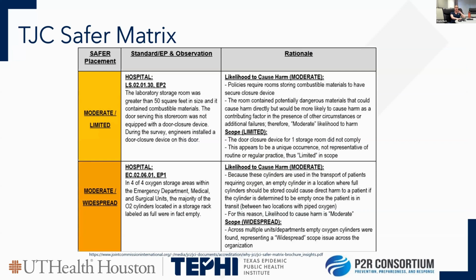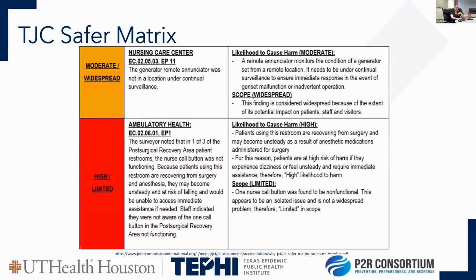So then this is just their SAFER matrix, which I have listed in the resources and references part of the slide deck, and it gives you more examples of really what a moderate limited or a moderate widespread would be, how it looks at likelihood to cause harm, what that means, and then their scope of practice. I thought these were some good examples that the Joint Commission site has on their risk, and this is linked at the end of the slide deck too. And also what they would categorize as a moderate widespread or a high limited area too.